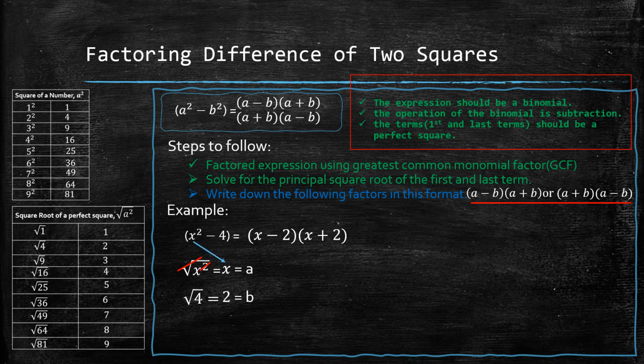Tawa, ang x nimo, after nimo na square root, nahimo na siyang x, isulat nimo din na. Ang imong 4, after nimo na square root ang 4, nahimong 2, and isulat na nimo din. Okay? And lahi-lahi lang na sign.